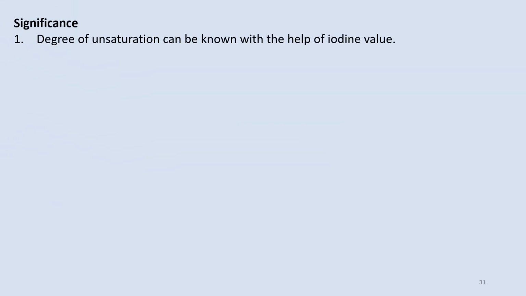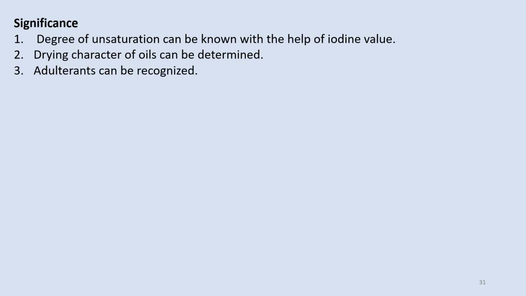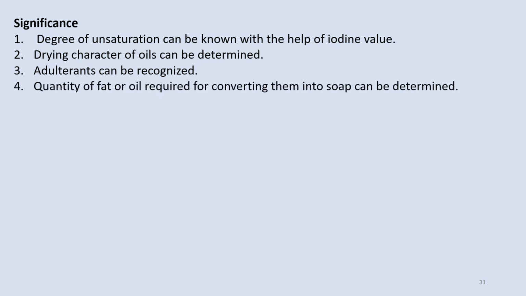Significance of iodine value. The degree of unsaturation can be known with the help of iodine value. Drying character of oil can be determined. Adulterants can be recognized. Quantity of fats or oil required for converting them into soap can be determined.